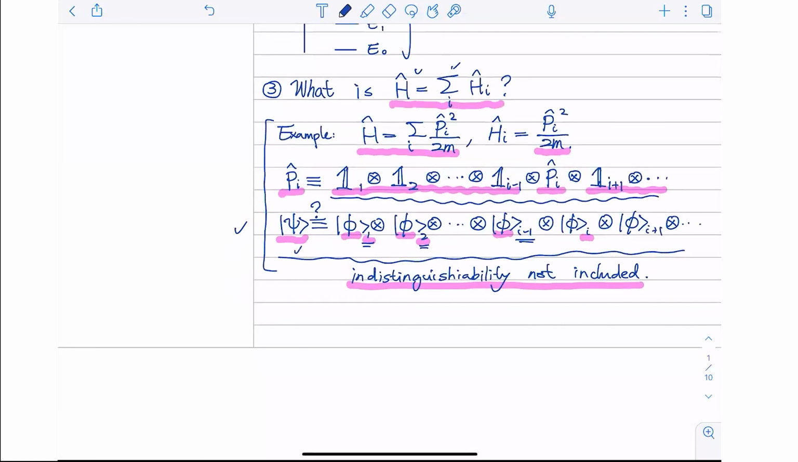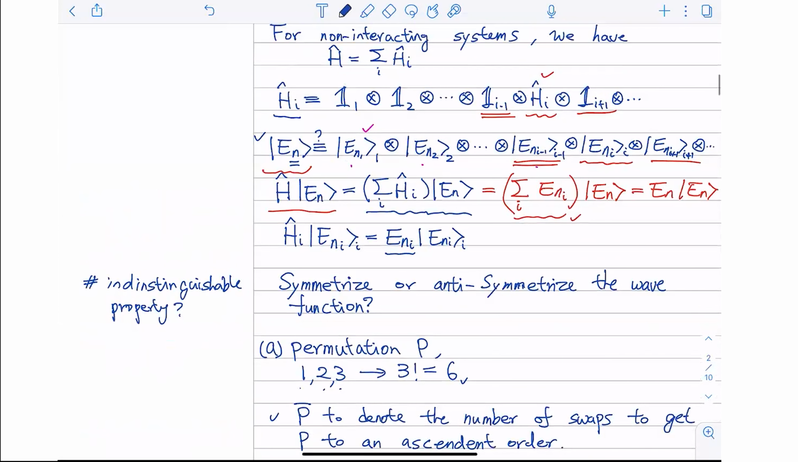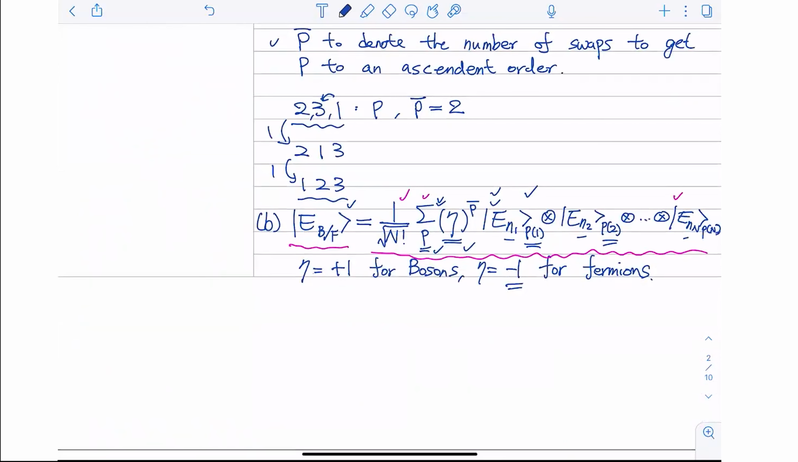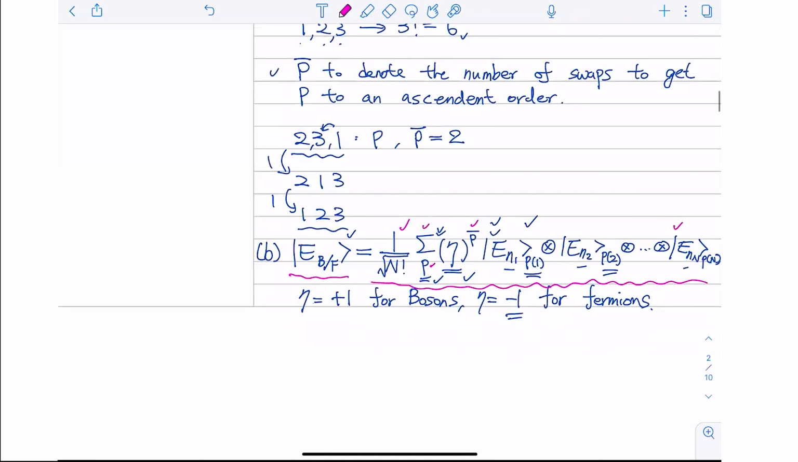So in order to include the indistinguishability, we go through a series of arguments, and we said that the simplest way to symmetrize your wave function is by introducing this idea of permutation group and characterize the element of permutation group to be even permutation or odd permutation according to the number of operations one needs to perform in order to get the permutation into an ordered permutation. So that's the symmetrization process that we introduced here.